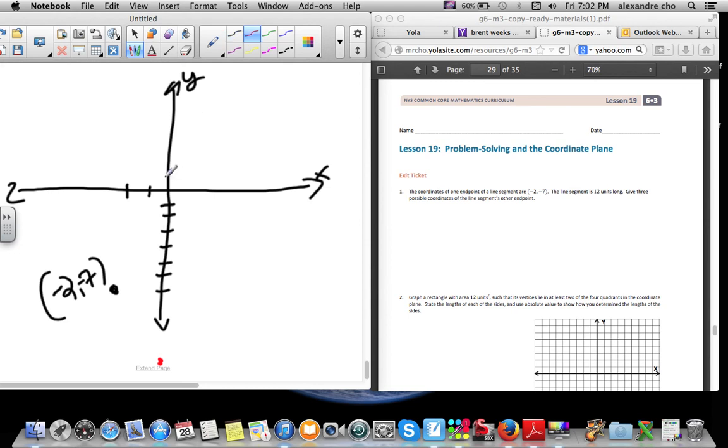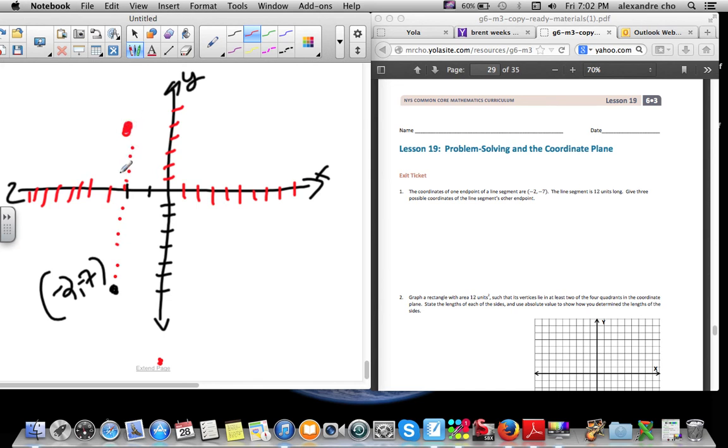So let's do that with red, and let me do this. 1, 2, 3, 4, 5, 6, 1, 2, 3, 4, 5, 6, 7, 8, 9. Let me just make another one. So you want to create another dot that's 12 spaces away, either left or right or up and down. If you're going up and down, okay, you can go 1, 2, 3, 4, 5, 6, 7, 8, 9, 10, 11, 12. It'd be right here.